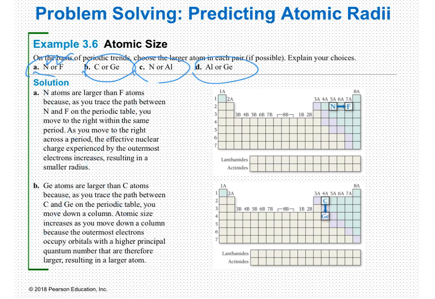All right, let's look at A, and that's comparing nitrogen and fluorine. So the first thing you're going to have to do is locate them on the periodic table. Then you're going to have to remember the trend. What happens to size going left to right in a period? It decreases. So the larger one is actually going to be nitrogen. The second one, we're comparing carbon to germanium. They are now in the same family or group 4A. So the trend for a group going from top to bottom is the size increases because you're adding energy levels. So in this case, the germanium should be larger.